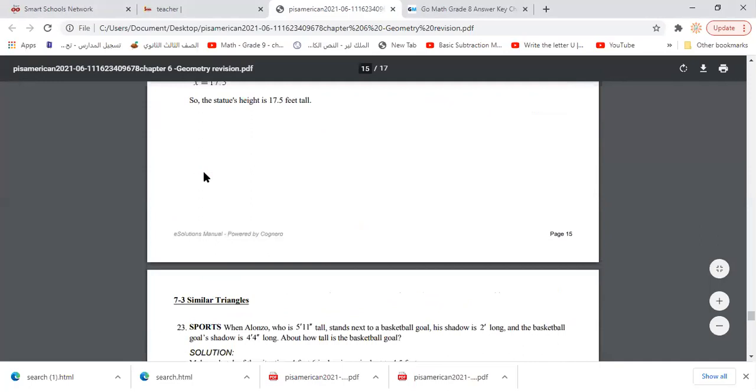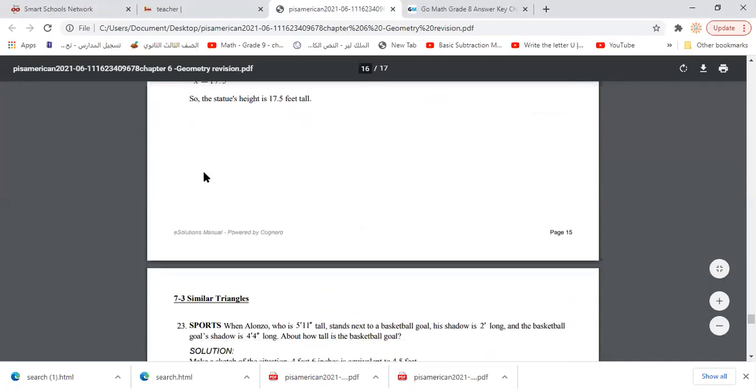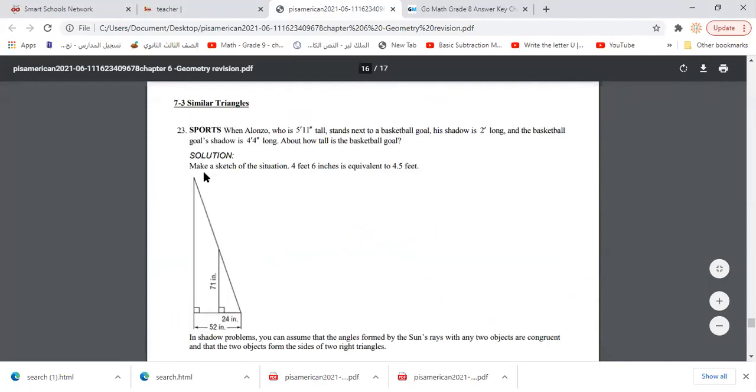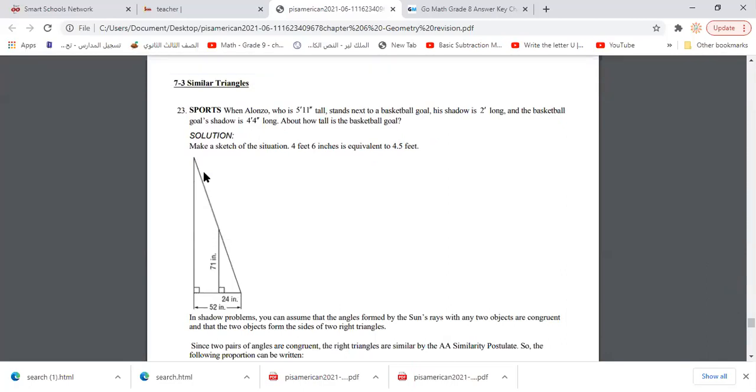This question. He said at the beginning that in sports, when Allison, who is 5 feet 11 inches tall, stands next to the basketball goal, his shadow is 2 feet long, and the basketball goal's shadow is 4 feet 4 inches long. About how tall is the basket goal?